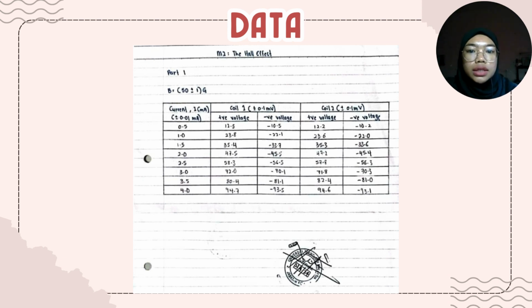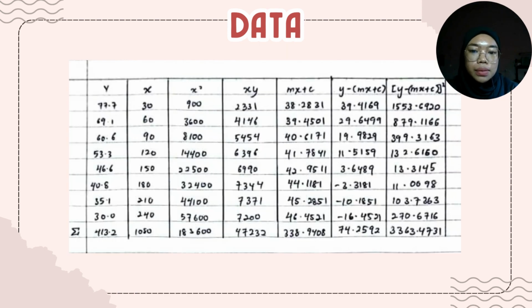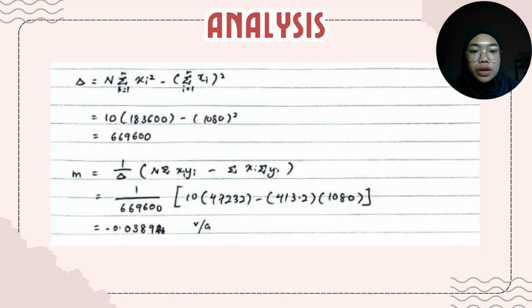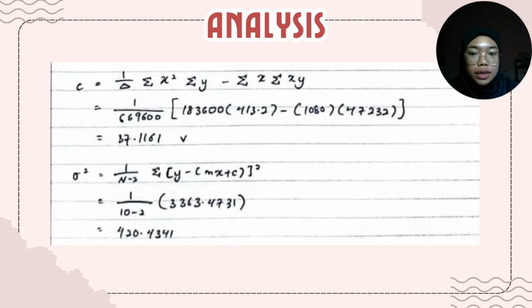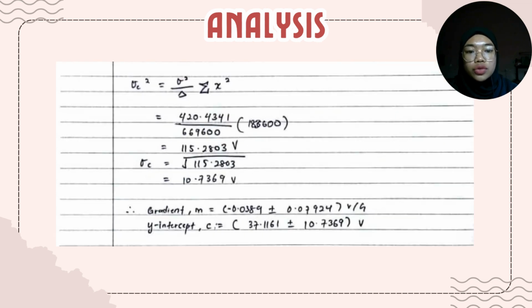So this is the data that we got from the experiment for part 1, and this is the data that we got for part 2. This is the table that we used to calculate gradient and also y-intercept. This is the analysis part, the calculation for gradient, and this is the calculation that we've done to get the y-intercept. And this is the calculation to get the accuracy for gradient and also for the y-intercept.